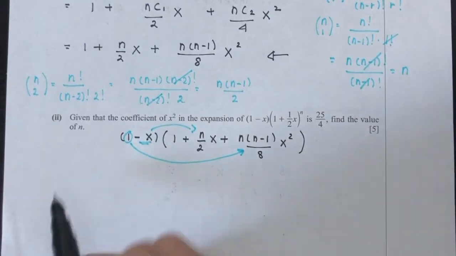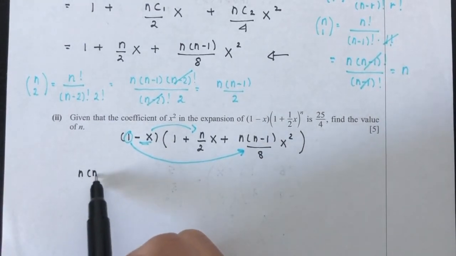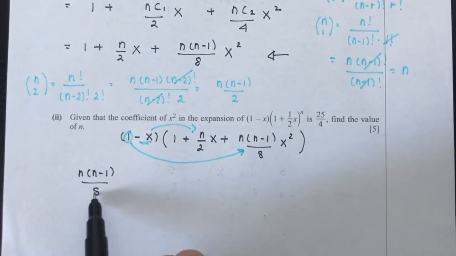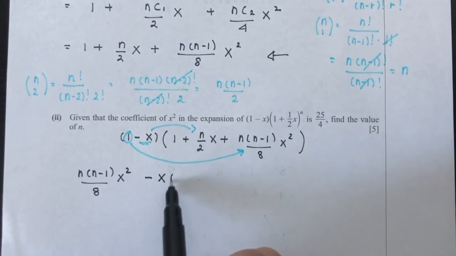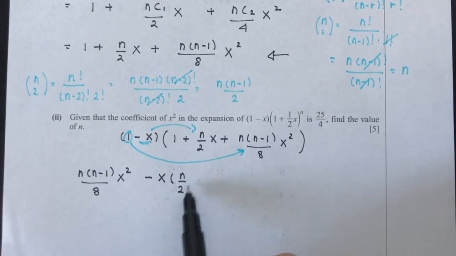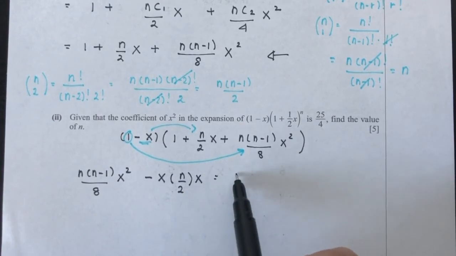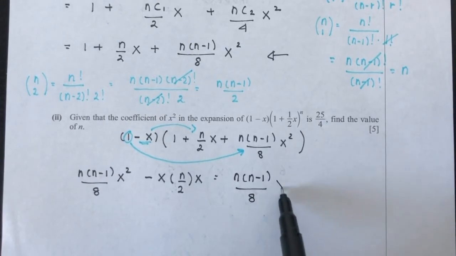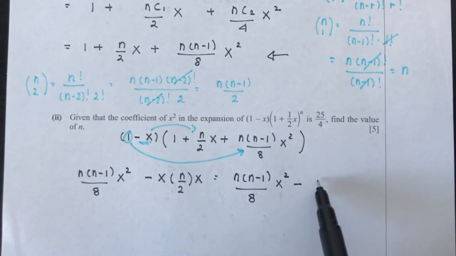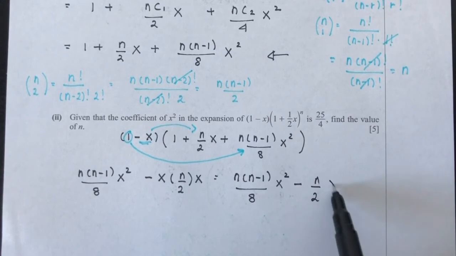So 1 times this will be n minus 1 over 8 x squared. This is minus x times this one, n over 2 x. That will be n minus 1 over 8 x squared minus n over 2 x squared.